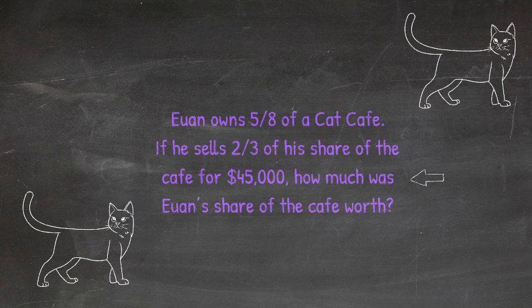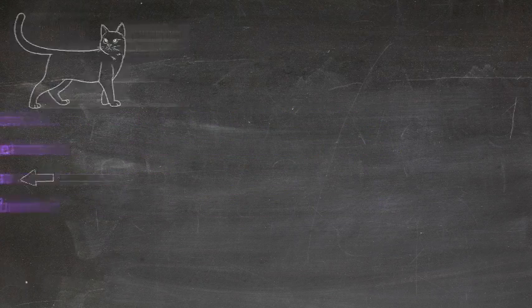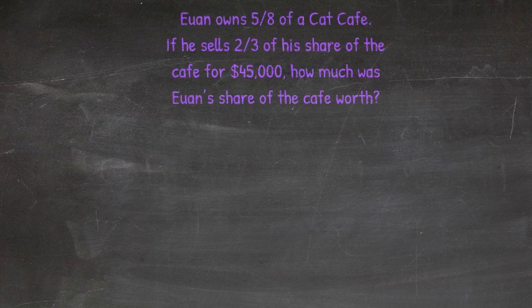Before we can figure that out, we need to figure out how much of the cafe Ewan sold. Here you'll notice that it says 2/3 of his share, which we know to be 5/8. So we need to figure out what 2/3 of 5/8 is, or a fraction of a fraction. Let's start with that. 2/3 of 5/8 is a fraction of a fraction.